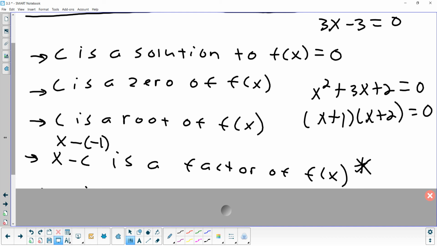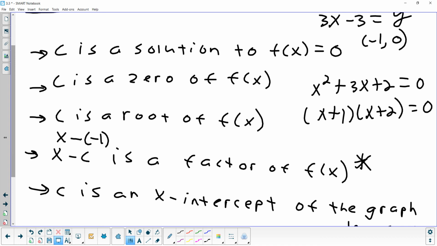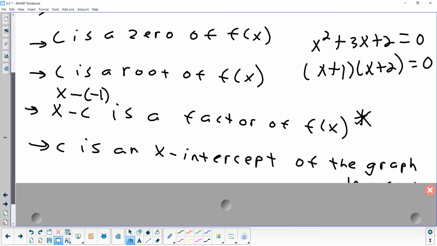Because you're plugging in a value that gives you 0 for y. So you're finding an x value, like in this case, -1. And that gives me a 0 for y. So what is -1? Like if you think of it like this, -1, 0 is a point on that graph. Yep, the x-intercept. That's the x-intercept. So if you have a root, that number is the x-intercept of your graph.